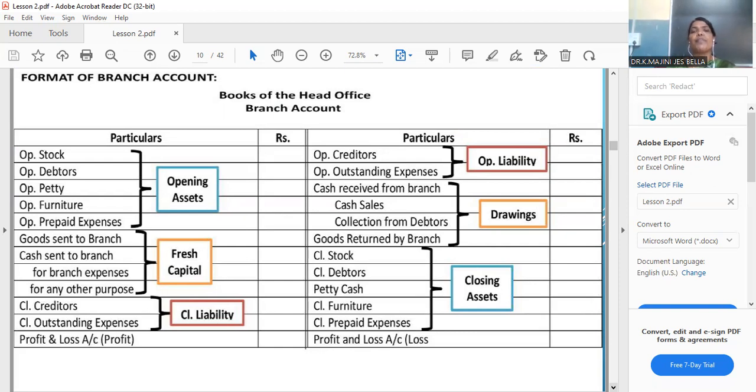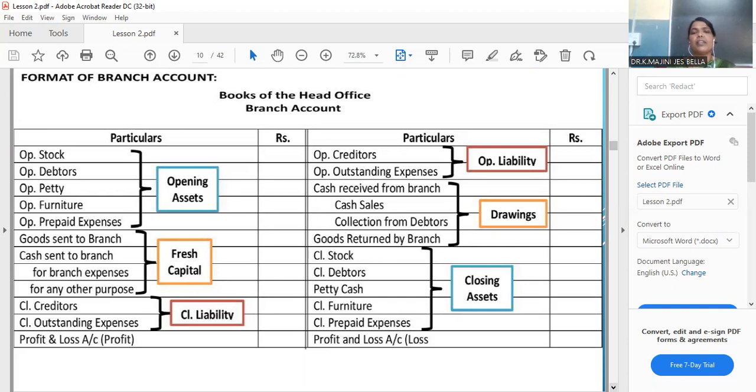Now we have to write it in the credit side. Okay. Then closing stock, closing debtors, closing petty cash, closing furniture, and any other closing prepaid expenses. Now we have to write it in the credit side of the branch account in the books of head office.